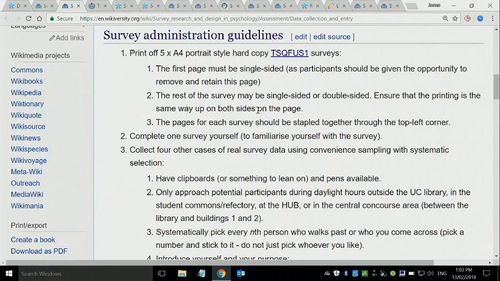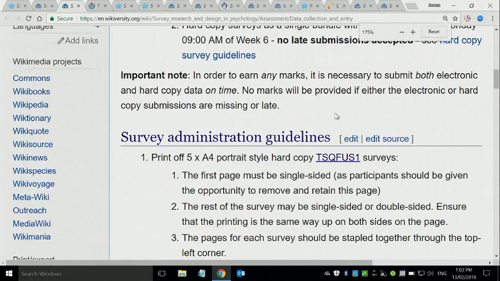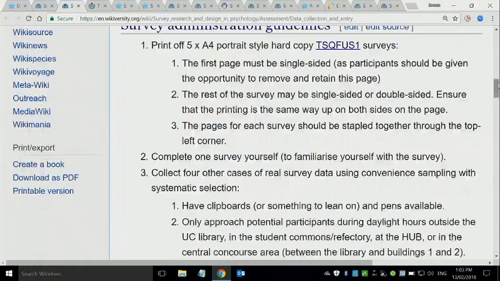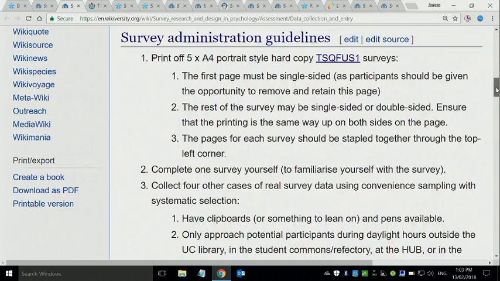So back on these surveys... Oh, sorry, I'll take that back. It says it needs to be single-sided. The reason it needs to be single-sided is that people should have the opportunity to take off the cover page as evidence of their participation, and it's got contact numbers if they wanted to follow somebody up. So at least the first page needs to be single-sided. The rest of it can be single or double-sided.